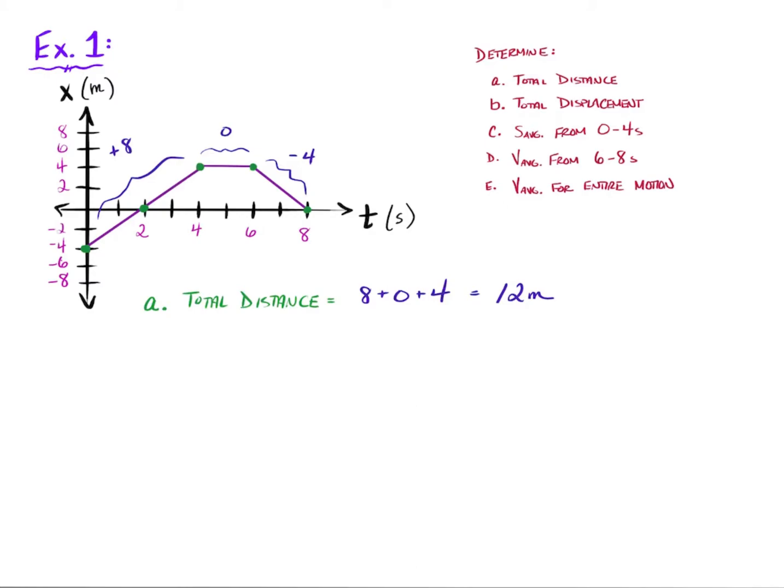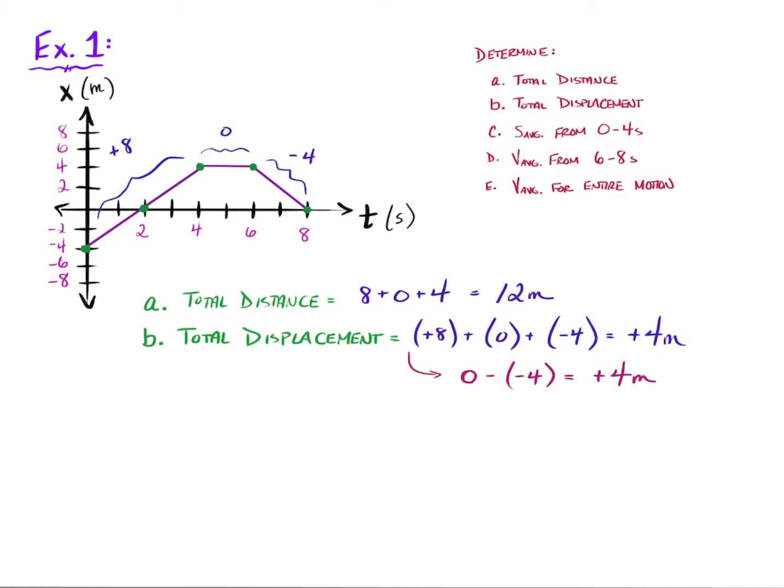Now to find the total distance, distance is a scalar quantity. I can ignore all those positives and negatives and just add up 8, 0, and 4 and determine that this object moved a total distance of 12 meters. For part B, the total displacement, well, I can use those same 3 values, but because displacement is a vector quantity and direction matters, I need to include my positives and negatives. +8 plus 0 plus -4 gives me a total displacement of +4 meters.